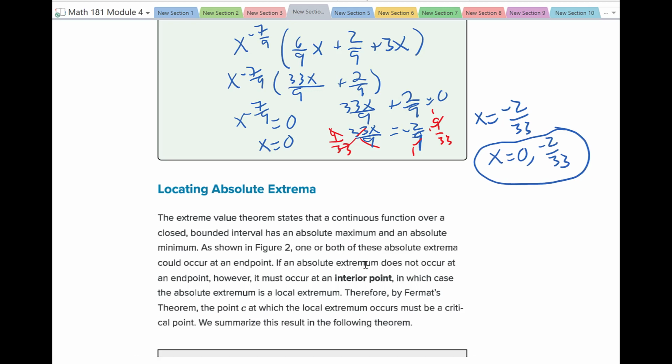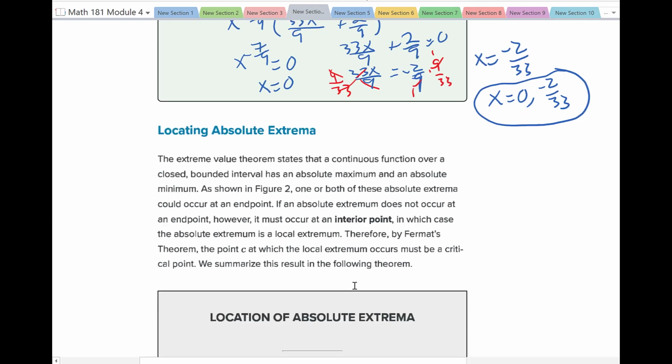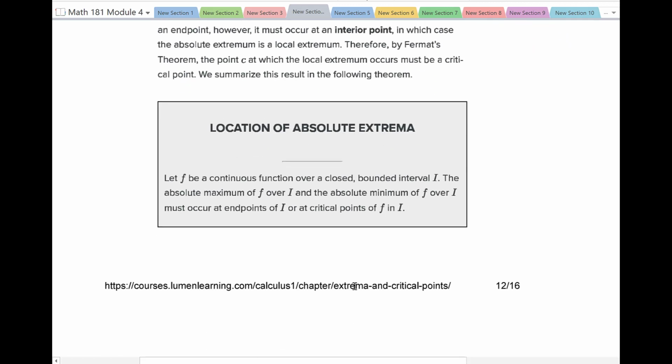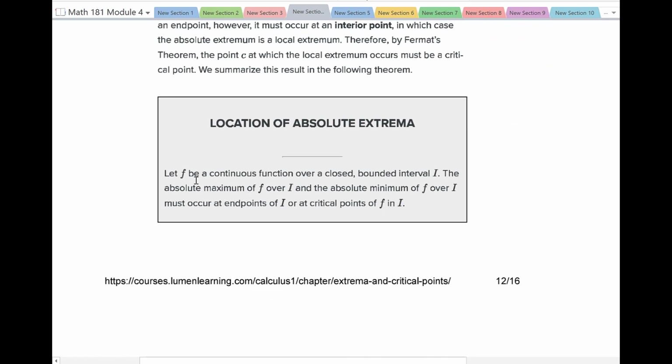Now, if an absolute extremum does not occur at the endpoint, however, it must occur at an interior point, that is, within the interval, in which case the absolute extremum is a local extremum. So let f be a continuous function over a closed interval I. The absolute maximum of f over I and the absolute minimum of f over I must occur at the endpoints of I or at a critical point of f in the interval. So that's what we're going to check.